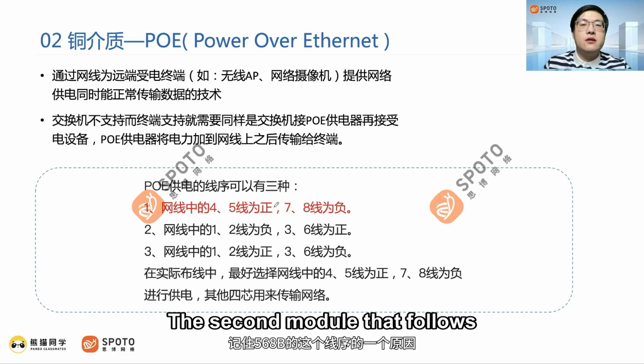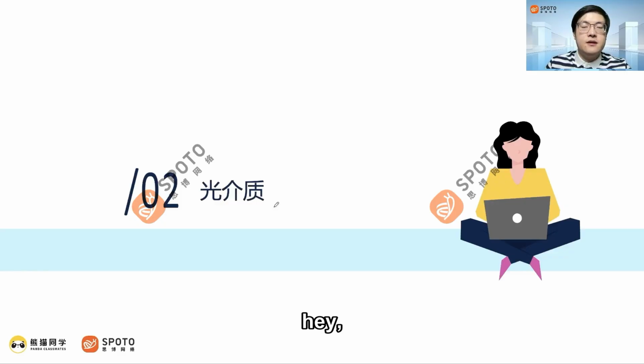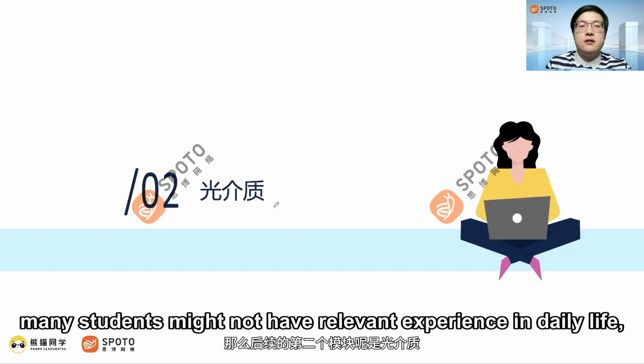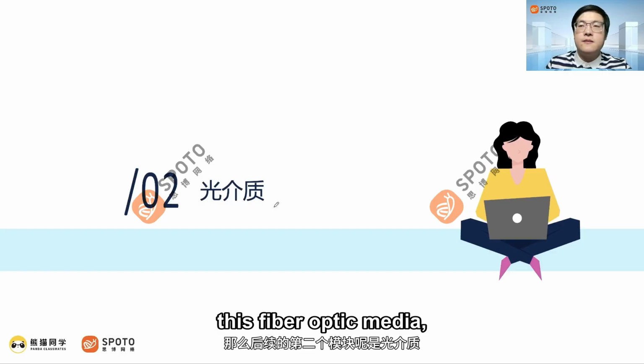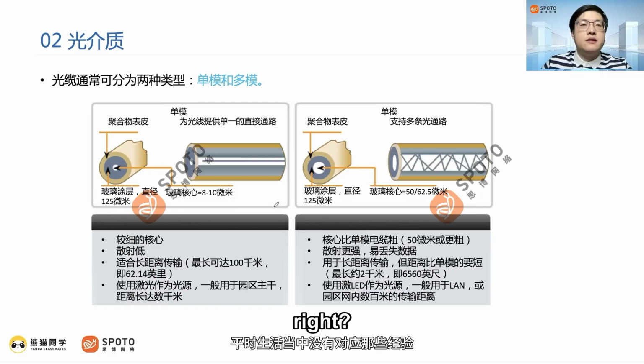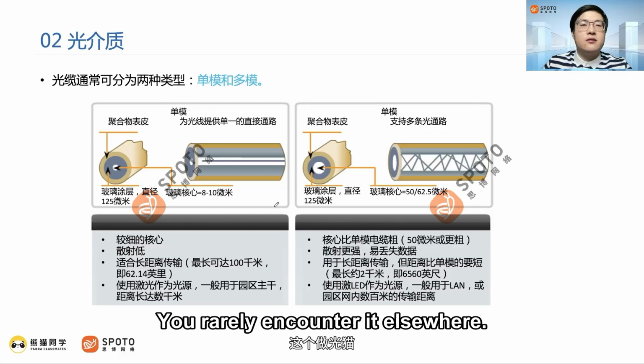The second module is fiber optic. Many students might not have relevant experience with fiber optic. The only experience is to splice your fiber, then connect it. That's something you rarely encounter.